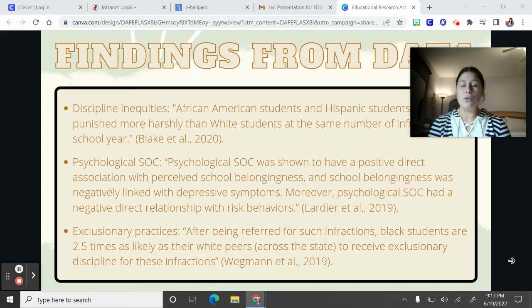And lastly, exclusionary practices. After being referred for such infractions, Black students are 2.5 times as likely as their white peers to receive exclusionary discipline practices for these infractions. So, Black students are more likely to suffer from exclusionary practices than their white peers for the same referral of discipline infraction. So, yes, there is bias coming into play here.